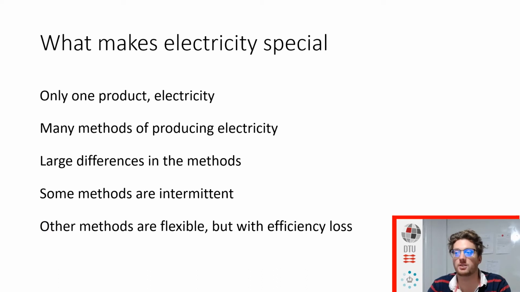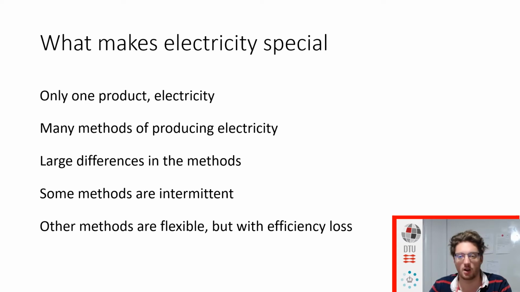So what makes electricity so special? Well, it's only one product, the electricity. So it is a very specific sector that quite a lot of different methods or technologies can produce this one product. And that's what really sets us apart. It is that you have many different technologies to produce just the one product. There's a lot of difference between these different technologies or methods.